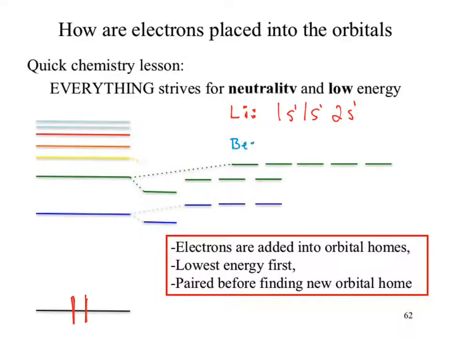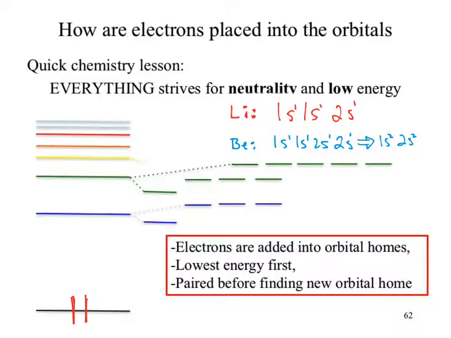Beryllium. 1s1, 1s1, 2s1, 2s1. That's a lot of writing out. For those of you that are writing all that out, I apologize. Stop writing it all out and just listen with me. What could we condense that to? 1s2, 2s2. Those of you that are writing can now start writing again because that's better.